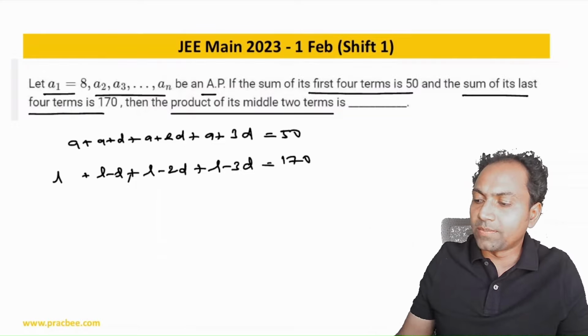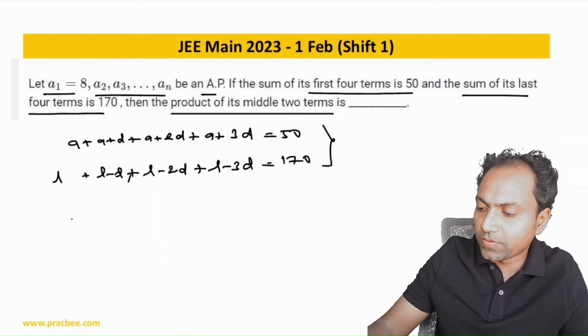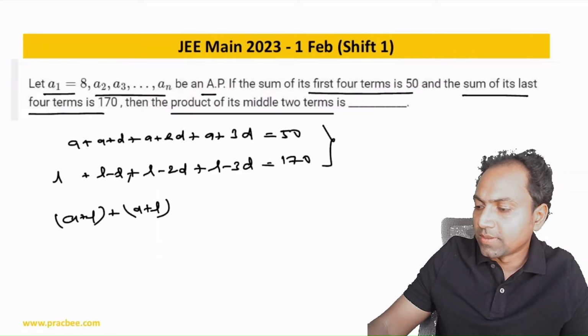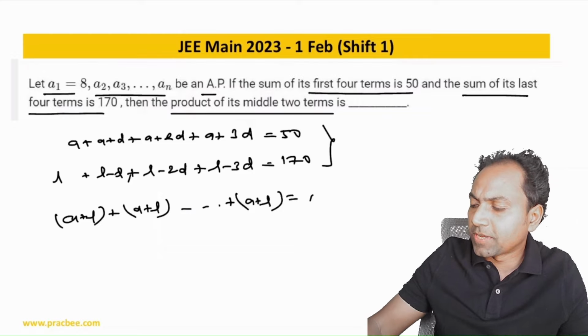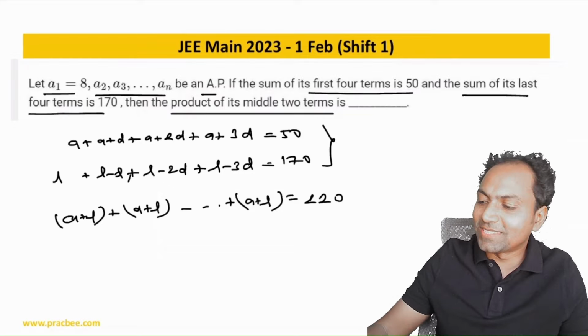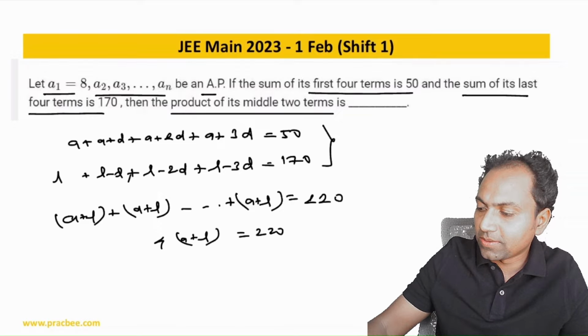Now, if you add these two equations, the D terms will get cancelled out. We will get A plus L, then from the second term also A plus L. Like this, we will get A plus L 4 times. And this will be equal to nothing but, if I add 50 and 170, 220. This is what we have got. Now this is nothing but 4 times (A plus L), and this is nothing but 220.